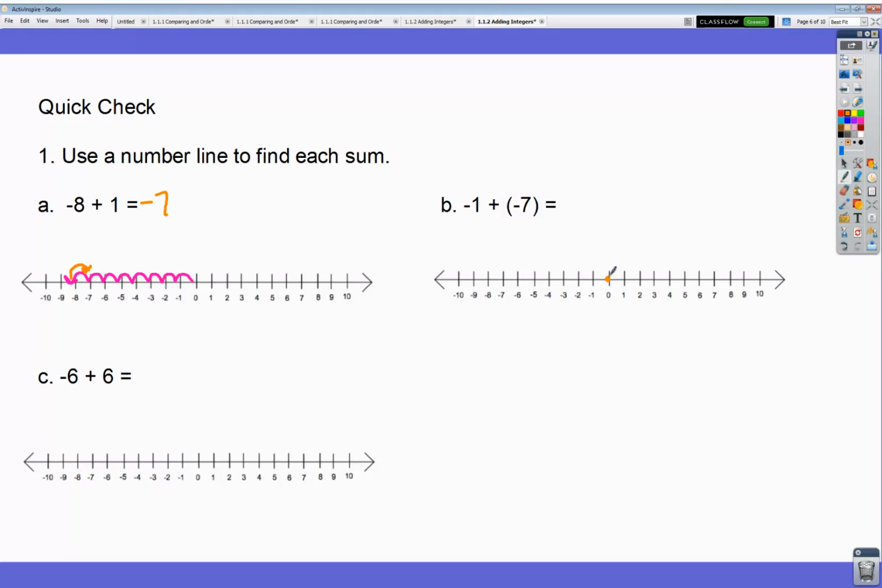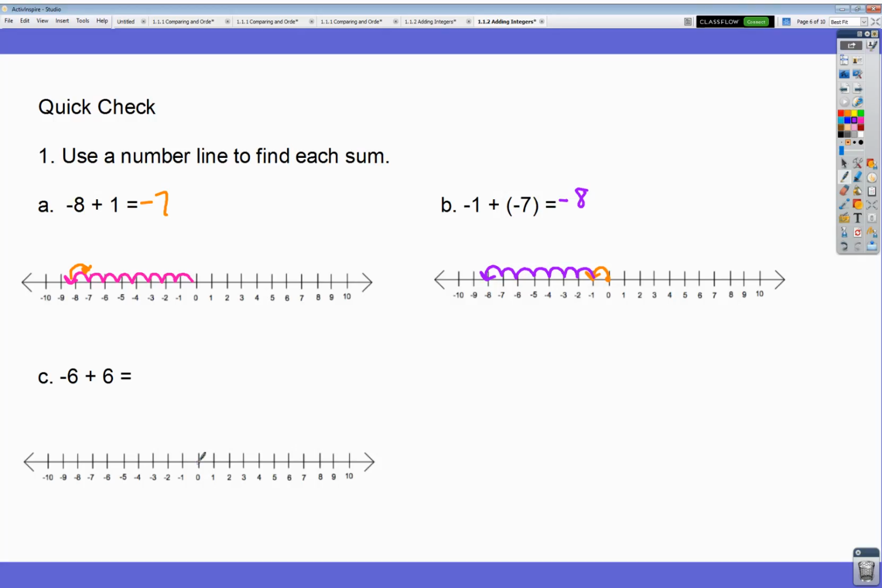Part B, we start at 0. We move 1 unit to the left. And then we move 7 more units to the left. 1, 2, 3, 4, 5, 6, 7. And we get -8.